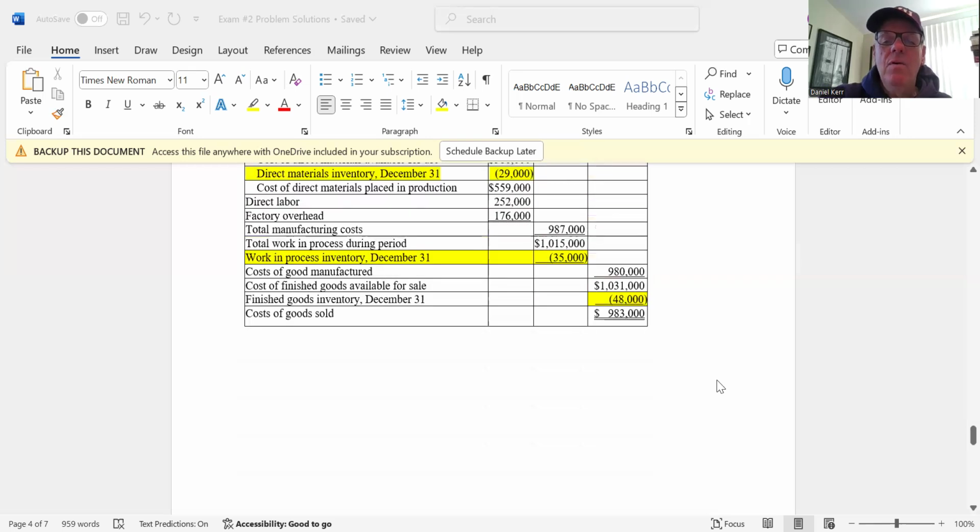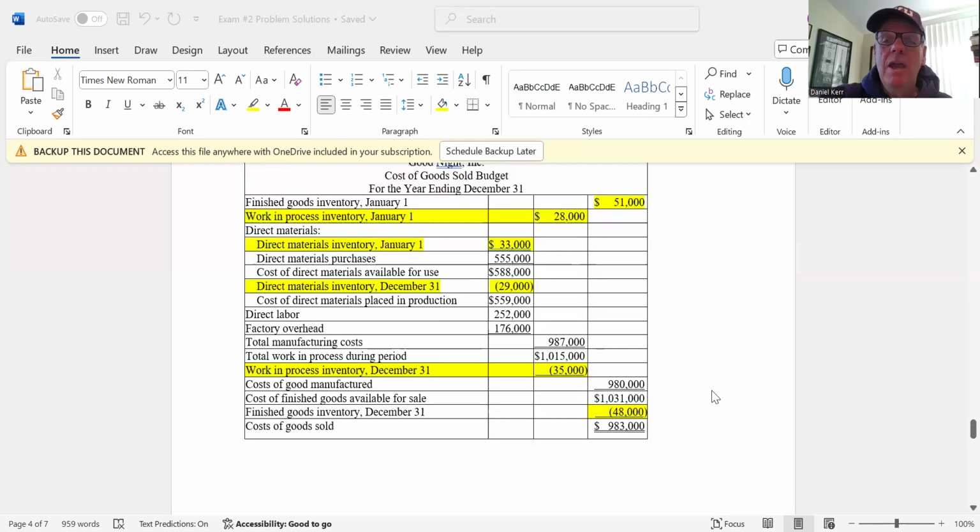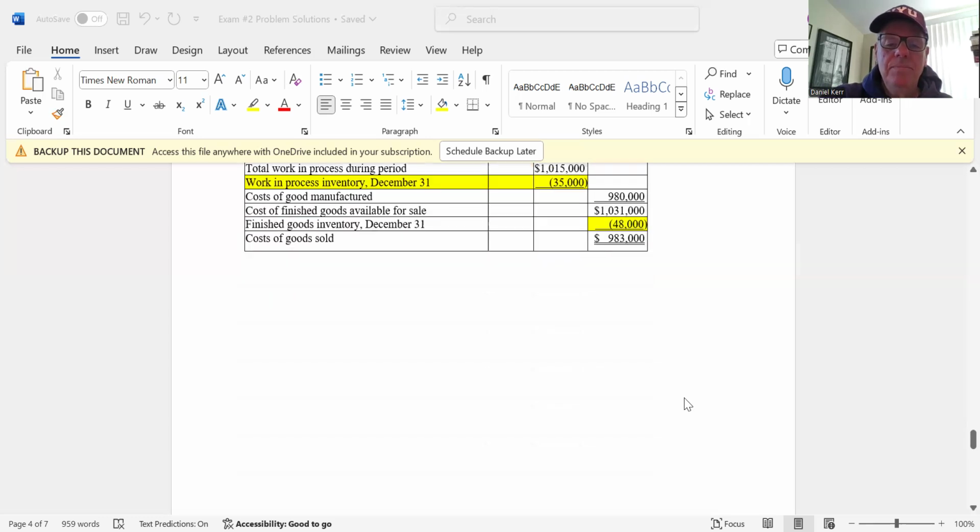So I think we've already started chapter 9 now, so you've got a job aid for variances. That's a heads up to you that variances are going to be a big part of the multiple choice and a big part of the take-home part of the next exam.